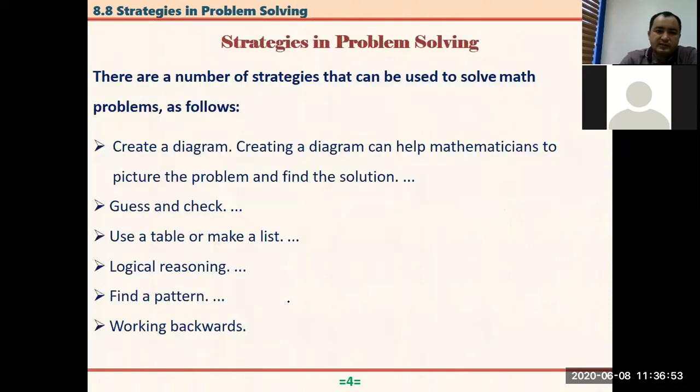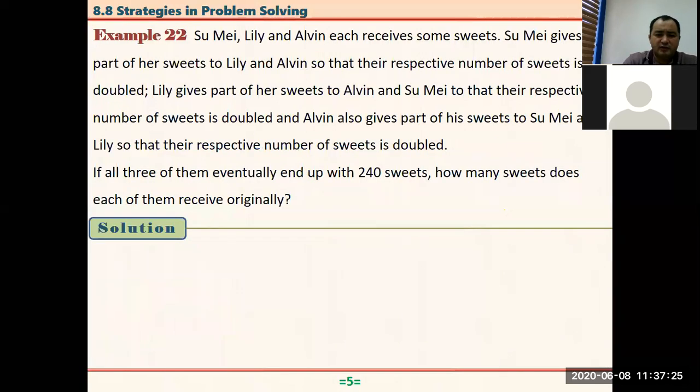Now let's move to the next example. Strategies and problem solving. There are a number of strategies that can be used to solve math problems, as follows: create a diagram. Creating a diagram can help mathematicians to picture the problem and find a solution. Guess and check, that is guess and trial method. Use a table or make a list. Logical reasoning, find a pattern, working backwards. There are a lot of patterns, but I'm not going to show every method here. In this math, we focus on some methods only. Maybe in this question, we will actually use tables.